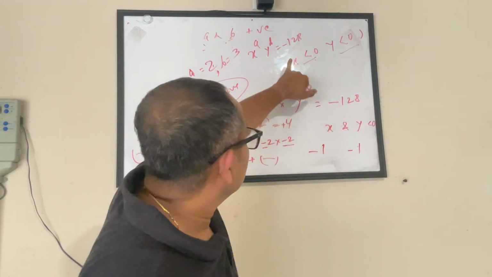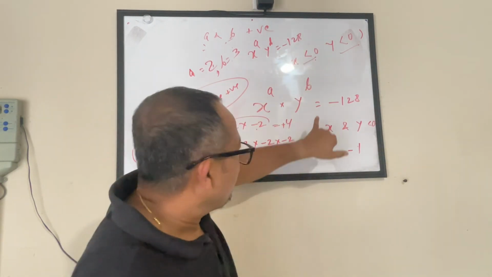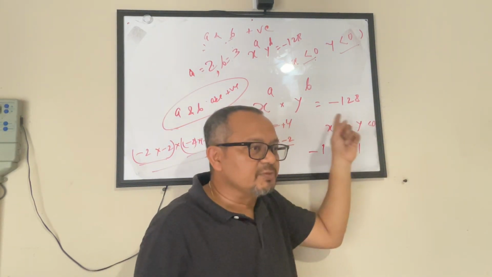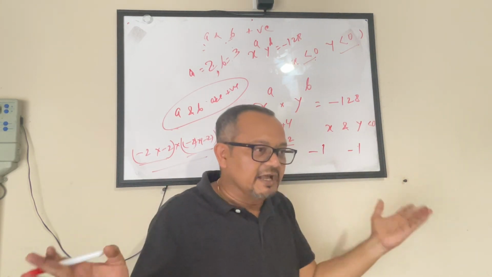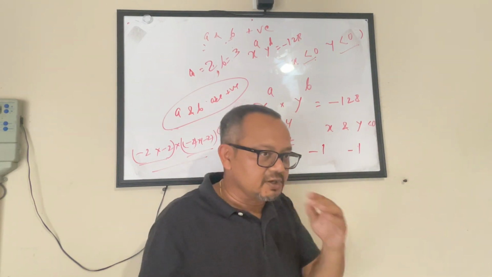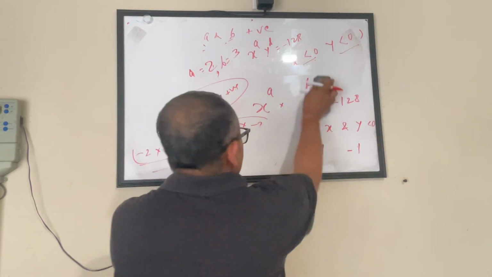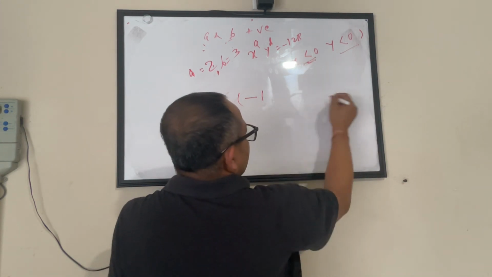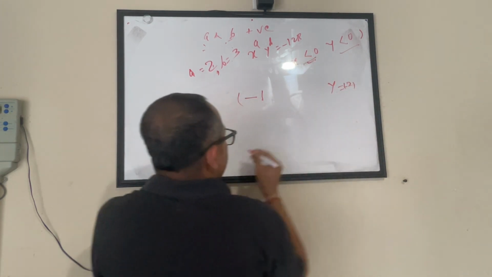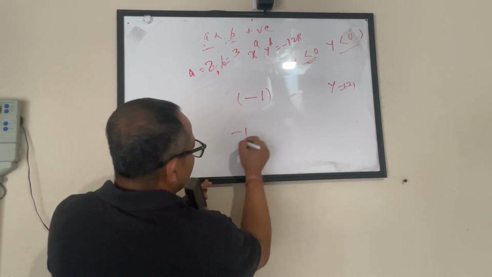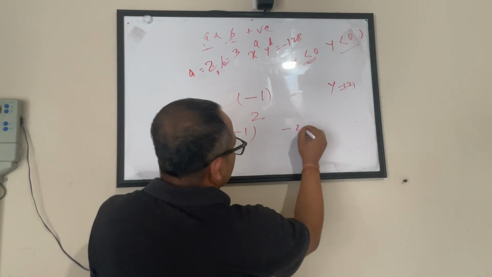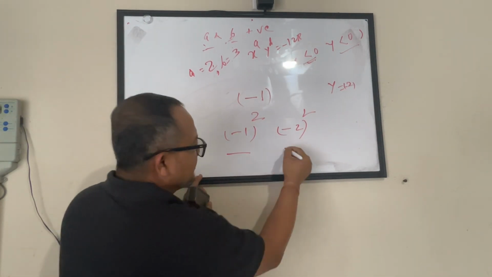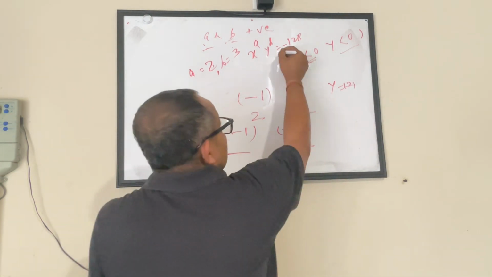So, for the outcome to be negative, one of the exponents has to be odd, one has to be even. If both are odd, that will not work. If both are even, that will also not work. So, look at certain scenarios. Let's say my x is minus 1, y is, let's say, minus 2. If both my powers a and b are even, let's say minus 1 to the power 2 and minus 2 to the power 2, what is the answer here? If both my exponents are even, this becomes positive, this becomes positive.